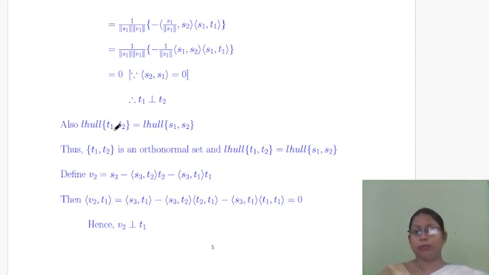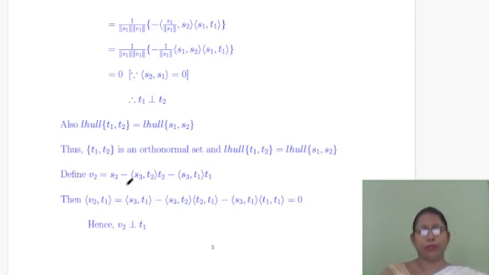Also, the linear hull of T1 T2 is equal to the linear hull of S1 S2. Thus T1 T2 is an orthonormal set. Okay, and the linear hull of T1 T2 is equal to the linear hull of S1 S2.